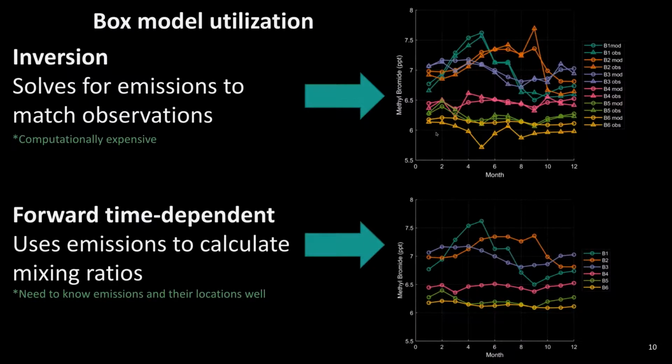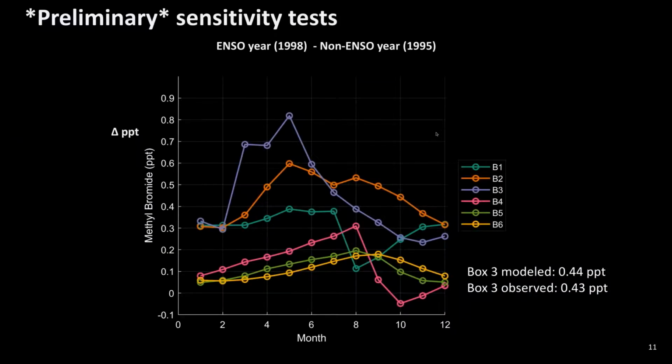And so just before I finish up here, I just want to show you some preliminary sensitivity tests. And I really want to highlight preliminary. I haven't really dived too much into what this could mean, but what I did here is I ran the forward model for an ENSO year, so 1998, and then I ran it for a non-ENSO year, 1995. And so the main difference between these 2 simulations is the fire source, okay? So now I'm showing you just the change in the mixing ratio in terms of parts per trillion for methyl bromide over each month of the year for each of the boxes. So each of the 6 colors is a different box.